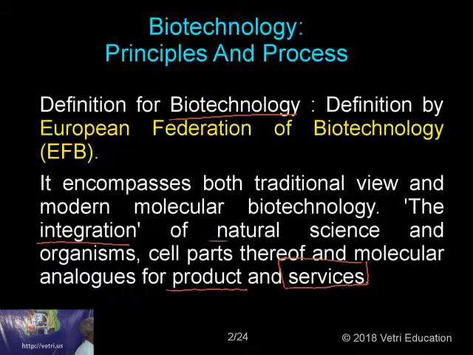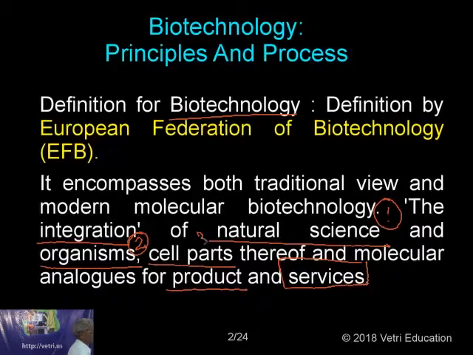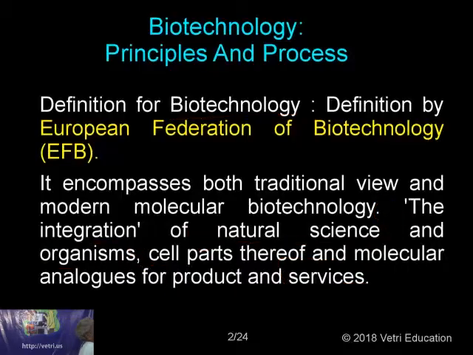It is an integration of natural science and organisms and cell parts thereof to get a product and to get a service. Okay, now I think I have explained it to you very clearly what biotechnology is. It is an integration of natural science and organisms, cell parts, to get a product as well as a service. So this is what is called biotechnology. Okay, fine.